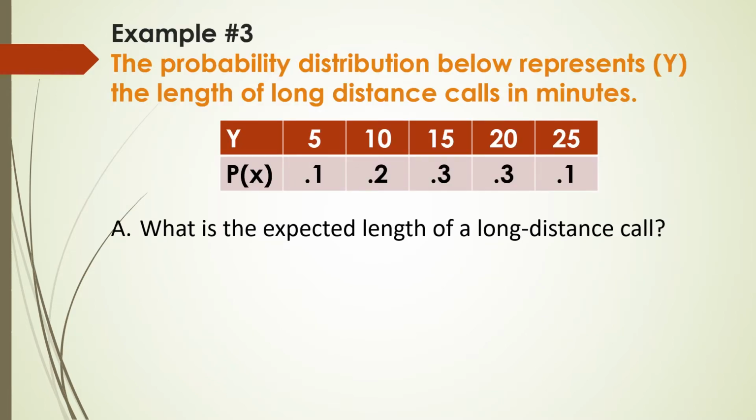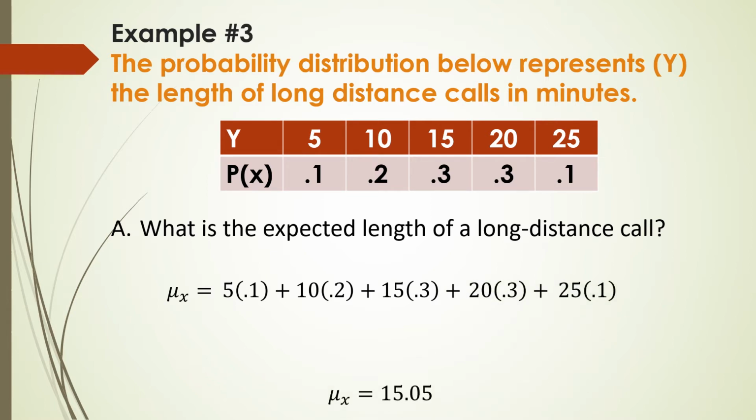So here we go. Here's our example. It says the probability distribution below represents y, the length of a long distance call in minutes. So a long distance call could be 5, 10, 15, 20, 25 minutes. We know, but this is what we're using for a hypothetical situation. What is the expected length of the long distance call? Okay, so the expected length of the long distance call, that would be finding the mean.